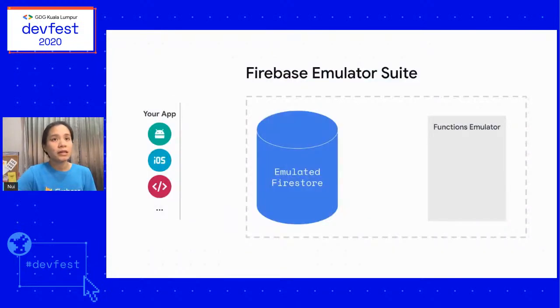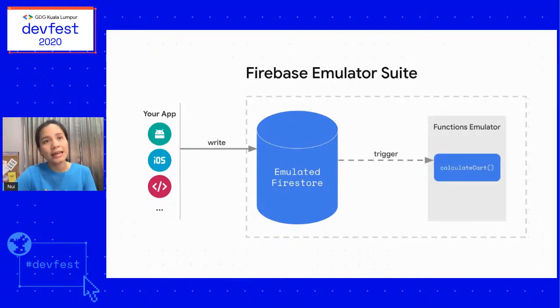So let's see how it works. Let's say that this box is the sandbox, the local environment on your machine. Your client calls to write to Firestore locally, and then it triggers the Cloud Function, and the Cloud Function writes back to Firestore. This all happens in the box, so it only happens locally, and it's not going to affect anything in your real Firebase project.